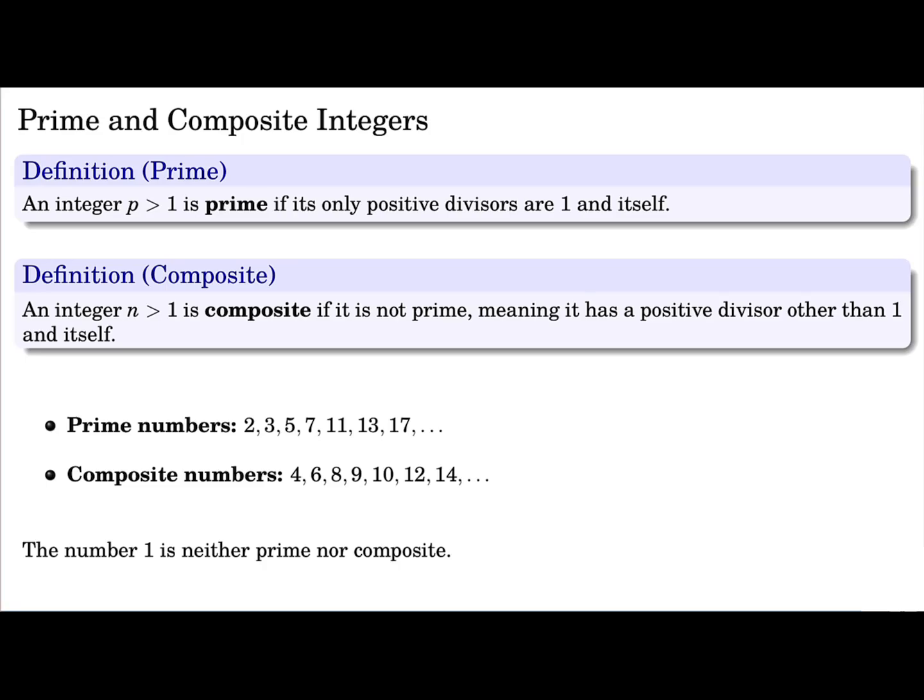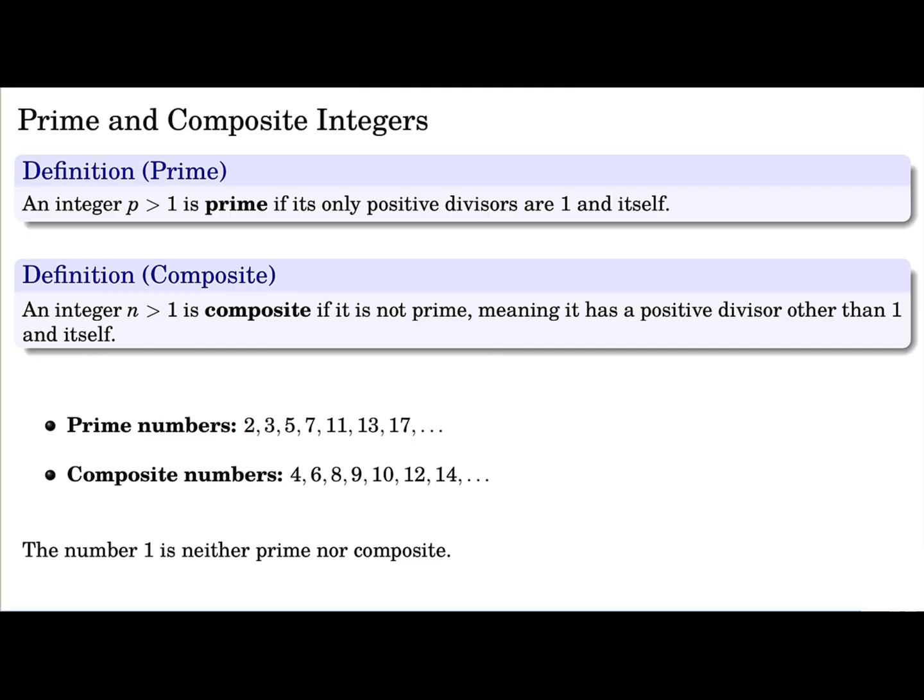A prime number is an integer p strictly larger than 1 whose only positive divisors are 1 and itself. So for example, 2, 3, 5, 7, 11, 13, 17, and so on are prime numbers. The number 2 is prime because the only positive divisors are 1 and 2. So only itself and 1 divide it. There's no other positive number greater than 1 that divides 2, right?